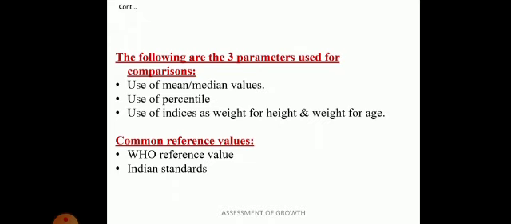Clear? Why? Because 75 centimeters is the mean, so you are near the mean. Definitely, if someone has a height of only 60 centimeters at the age of 1 year instead of 75, it is abnormal. Why? Because it is away from the mean and median values. Clear? Okay, you can also consider percentile value.